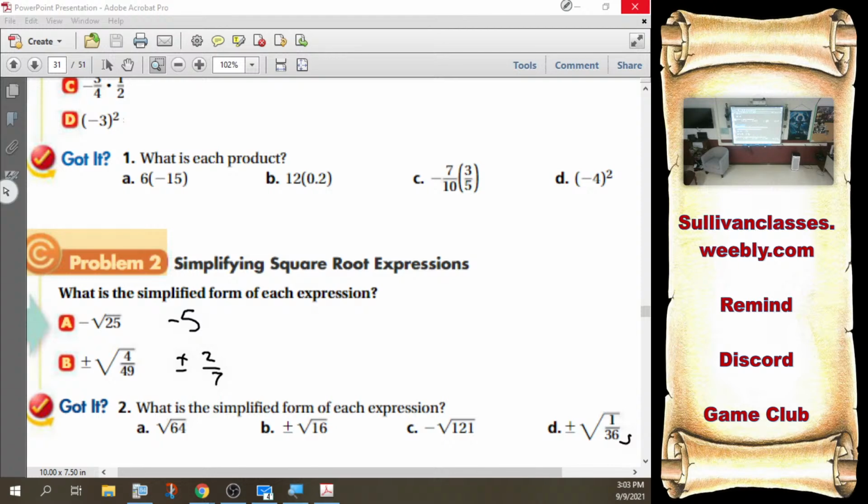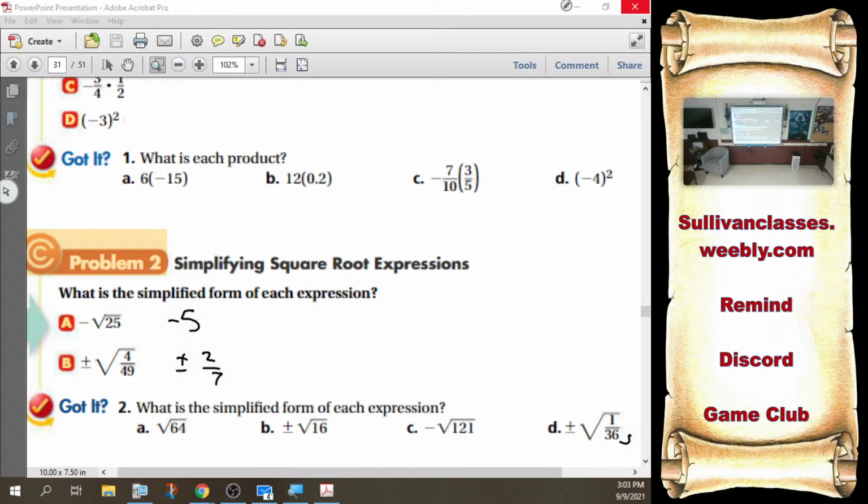Every one of those is a perfect square. So, what times itself makes this number? Did you explain the plus minus thing? It always keeps the sign. Whatever sign is there is the sign that goes with your answer.